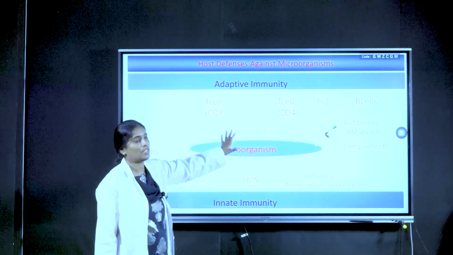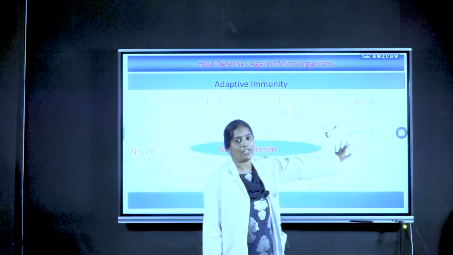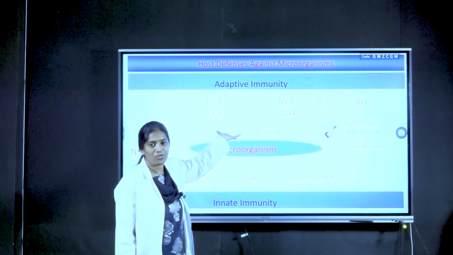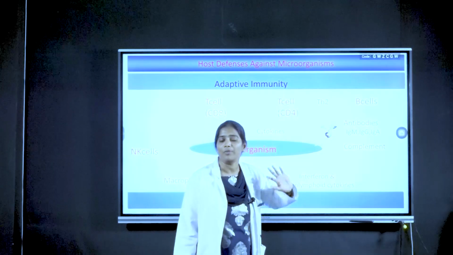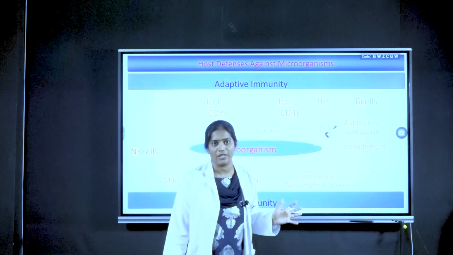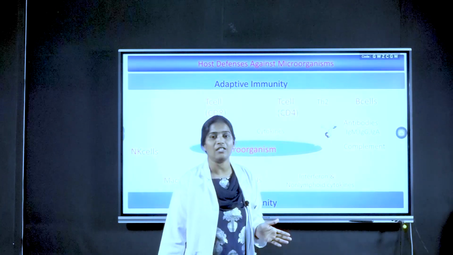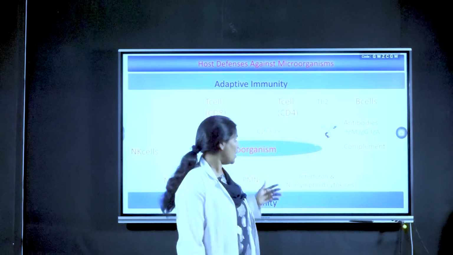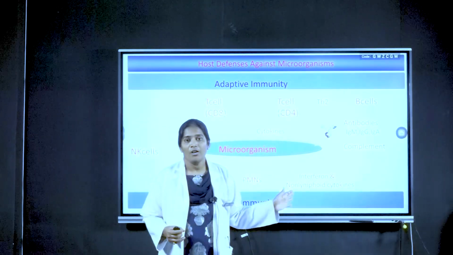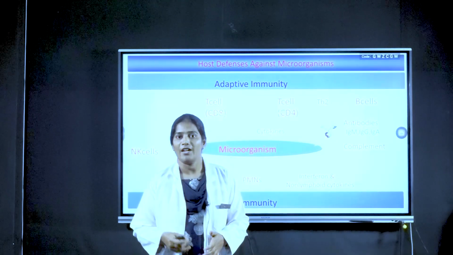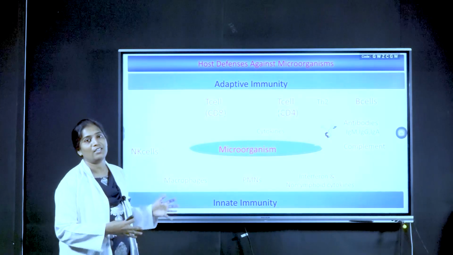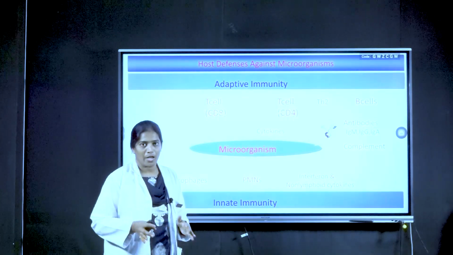In the adaptive immune system, T cells and B cells participate. T cells produce cell-mediated immunity. That means these T cells, by clonal differentiation, can differentiate into T cytotoxic cells. These cytotoxic cells directly kill the microorganism. B cells produce antibodies, like we have seen, against that particular antigen. So that's how the immune host defenses act against an incoming microorganism.